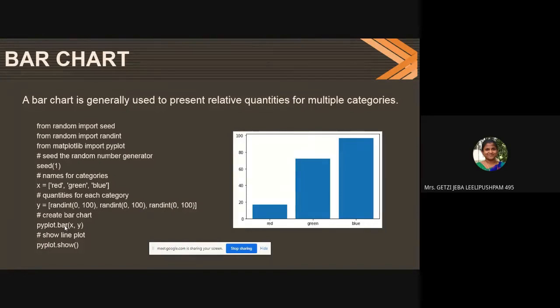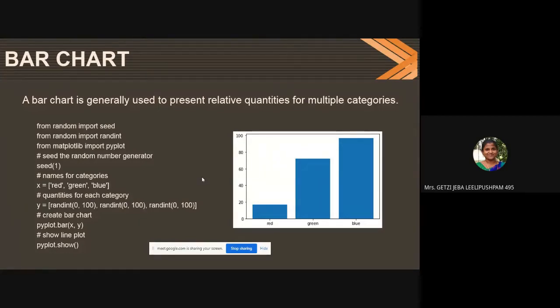So questions like this may appear for your exam. Now we say bar of x, y, so you get a bar plot like this. Now, how many red you have, how many green you have, how many blue you have. That is the output of the bar chart.